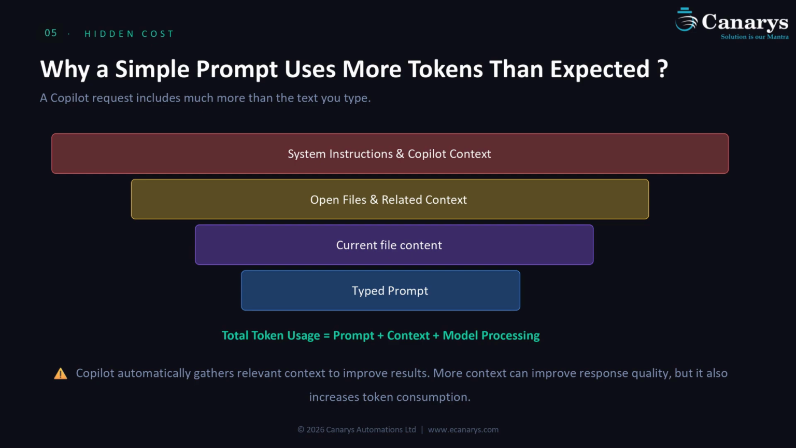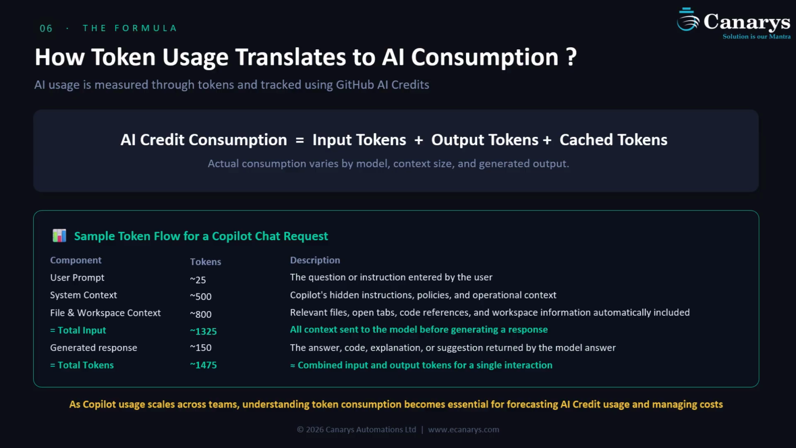Let's see how these tokens are combined to determine the actual AI credits consumed for every interaction. Every Copilot interaction is made up of input tokens, output tokens, and sometimes cached tokens, and together they determine the amount of GitHub AI credits consumed. As this example shows, the prompt itself is often only a small portion of the total request, while system context and workspace information contribute significantly more. This is why AI consumption depends not only on what users ask, but also on the amount of context and content Copilot processes to generate a response.